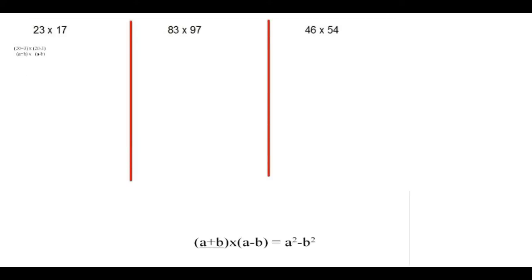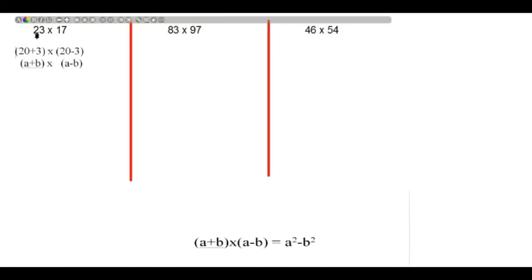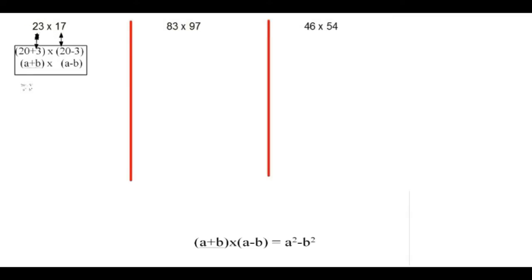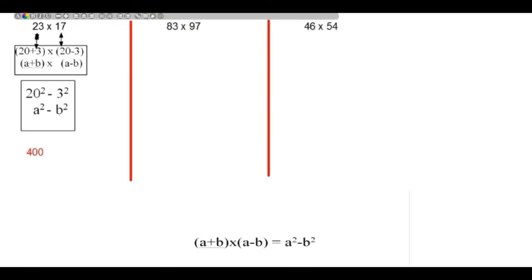For example, if you look at the last question here, 23 into 17, what we have done is, we have taken 17 as 20 minus 3. At the same time, if you take 23 as 20 plus 3, this question will be in the form of 20 plus 3 into 20 minus 3. So 23 into 17 is as good as 20 plus 3 into 20 minus 3, which is quite similar to the form of a plus b into a minus b. So the answer here should be a squared minus b squared, where a is equal to 20 and b equals to 3. So 20 squared minus 3 squared, that is 400 minus 9, which is equal to 391.